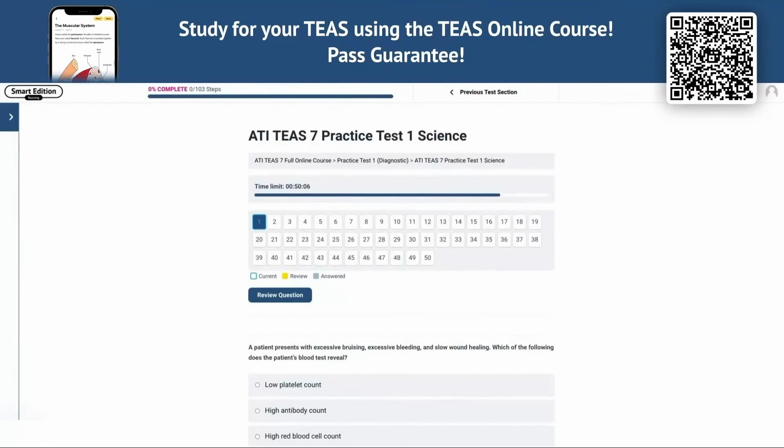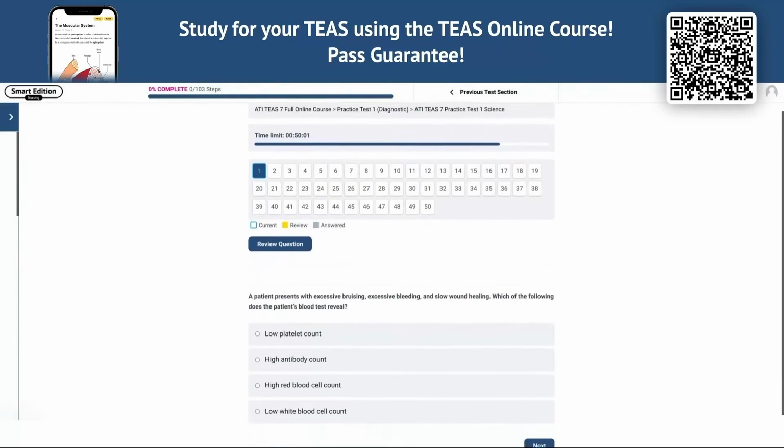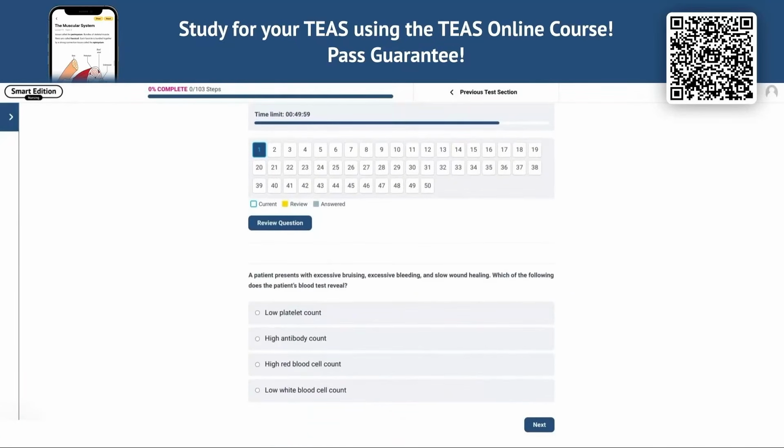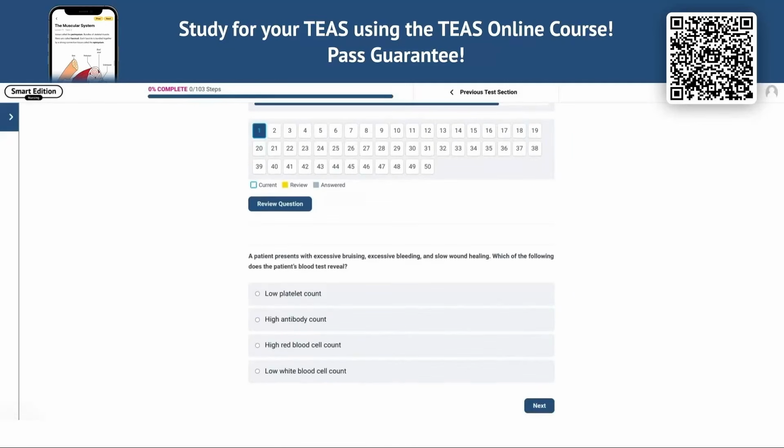Okay, so let's dive right on into our first question, which looks like it's going to be on A&P. A patient presents with excessive bruising, excessive bleeding, and slow wound healing. Which of the following does the patient's blood test reveal? A, low platelet count, B, high antibody count, C, high red blood cell count, or D, low white blood cell count? The right answer is going to be A, low platelet count.